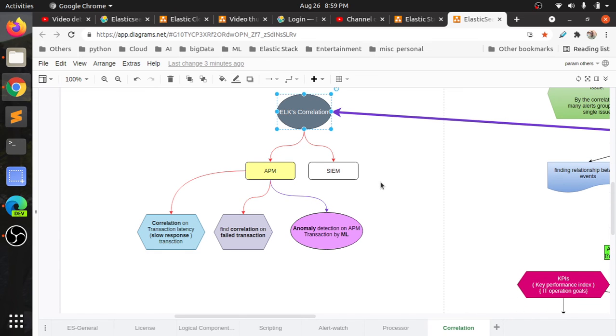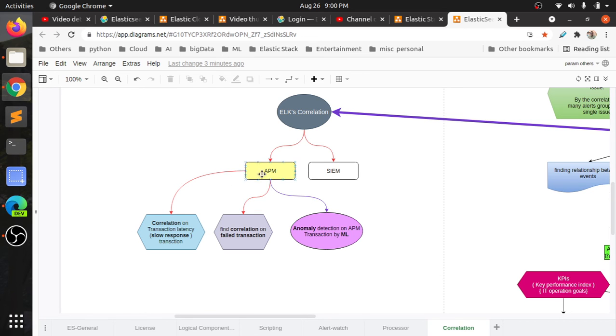So here, ELK correlations can be attained on two things: one is APM metrics or APM data, and the other is security information and event management data. Only on these two kinds of data can we do event correlations, not on any other metrics or junk data. Some arbitrary event data you cannot correlate as of now, but maybe down the line they may introduce it. As of now, correlation can be identified by the ELK tool itself on APM metrics and SIEM metrics.